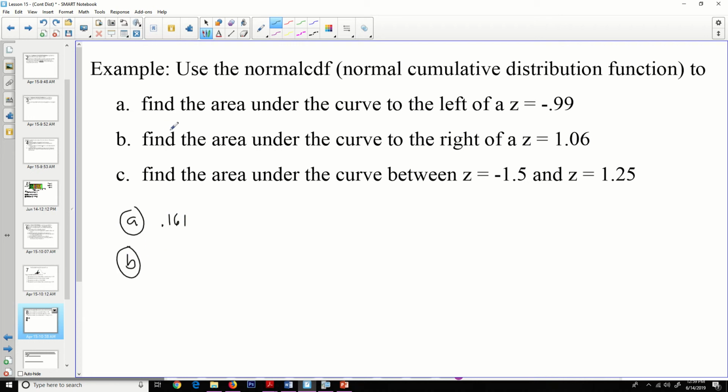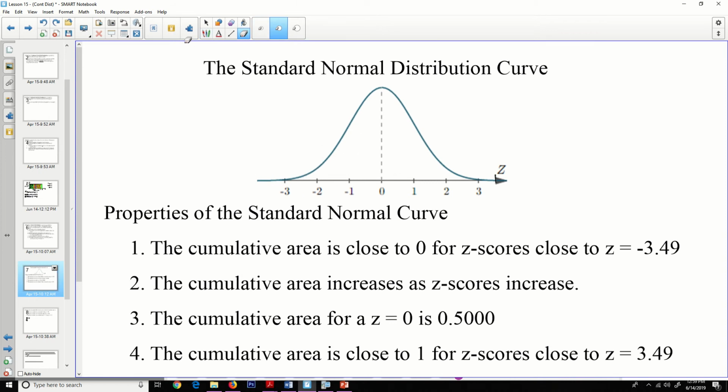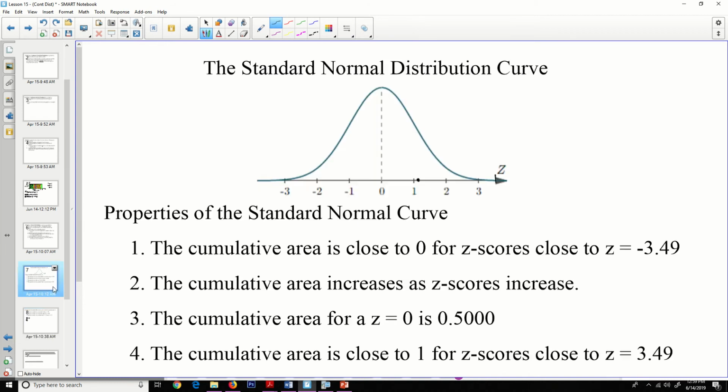B. It says find the area of the curve to the right of a z-score equal to 1.06. So what does that thing look like? Well, it's a little bit different than what I have here. So 1.06 would be right here, and they want us to figure out the area to the right of that. So if that's 1.06 right here, we want to figure out what that area is right there. All right, so we're going to use the same function.